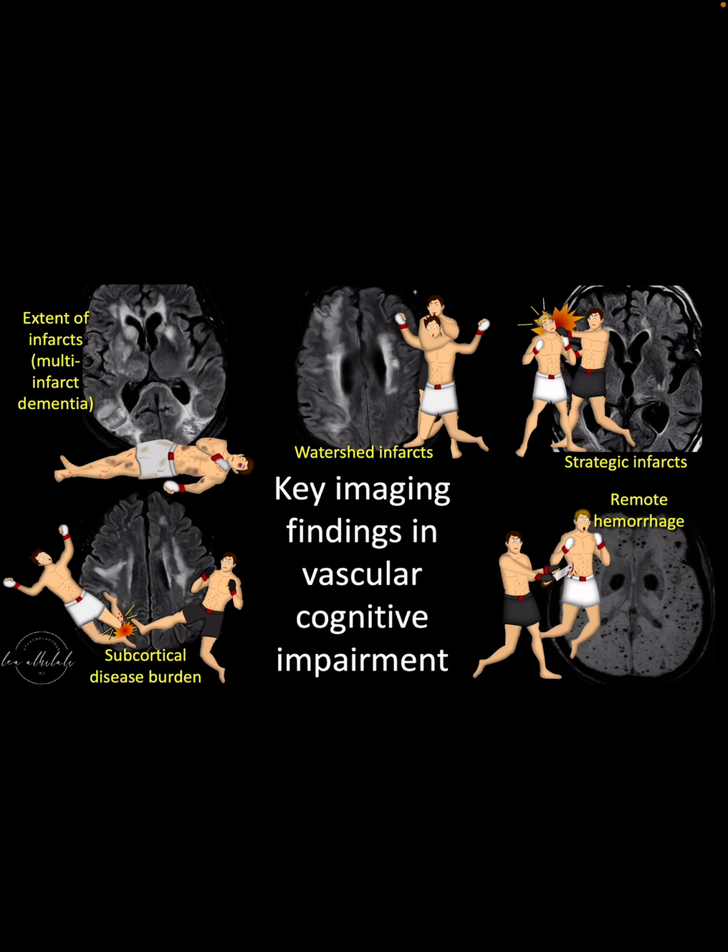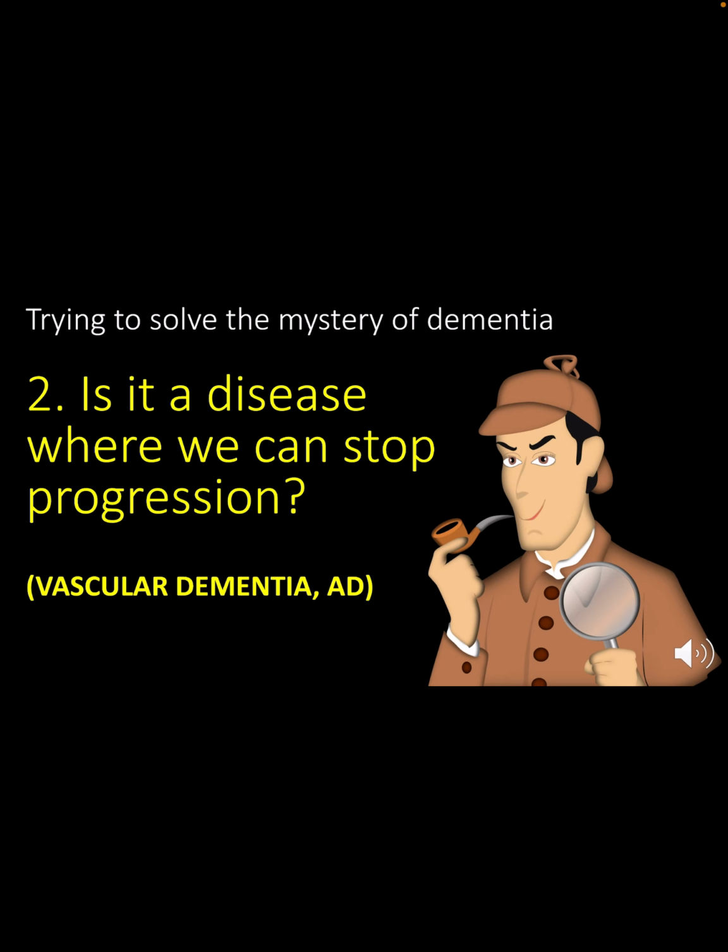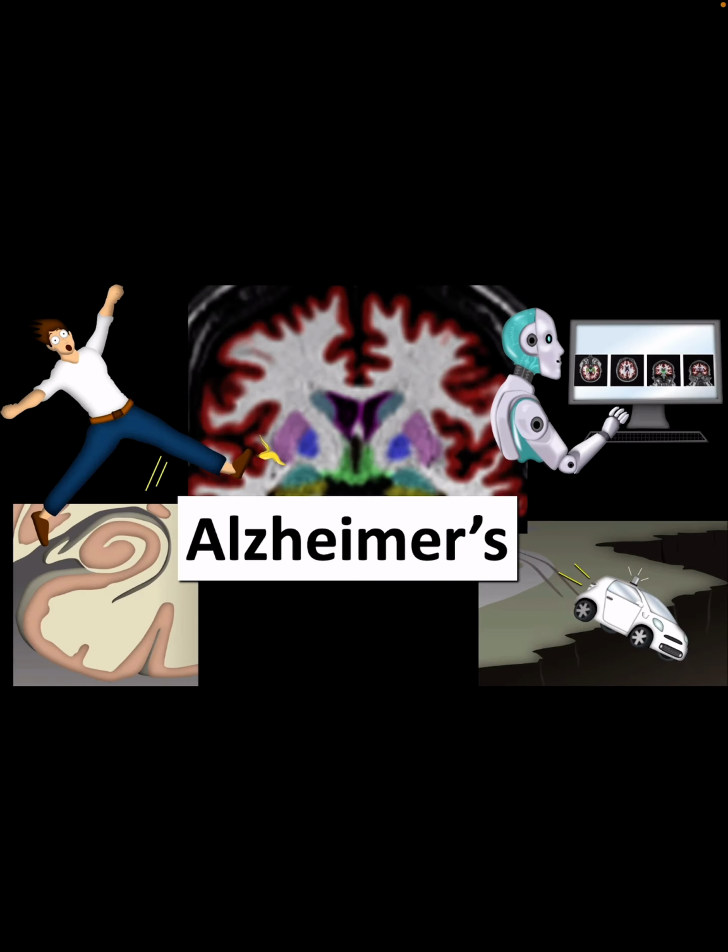Okay, now let's get to the most common and most important cause of dementia. And it's actually one that does have a potential intervention. Of course, the literal and figurative granddaddy of them all when it comes to dementia is Alzheimer's disease.